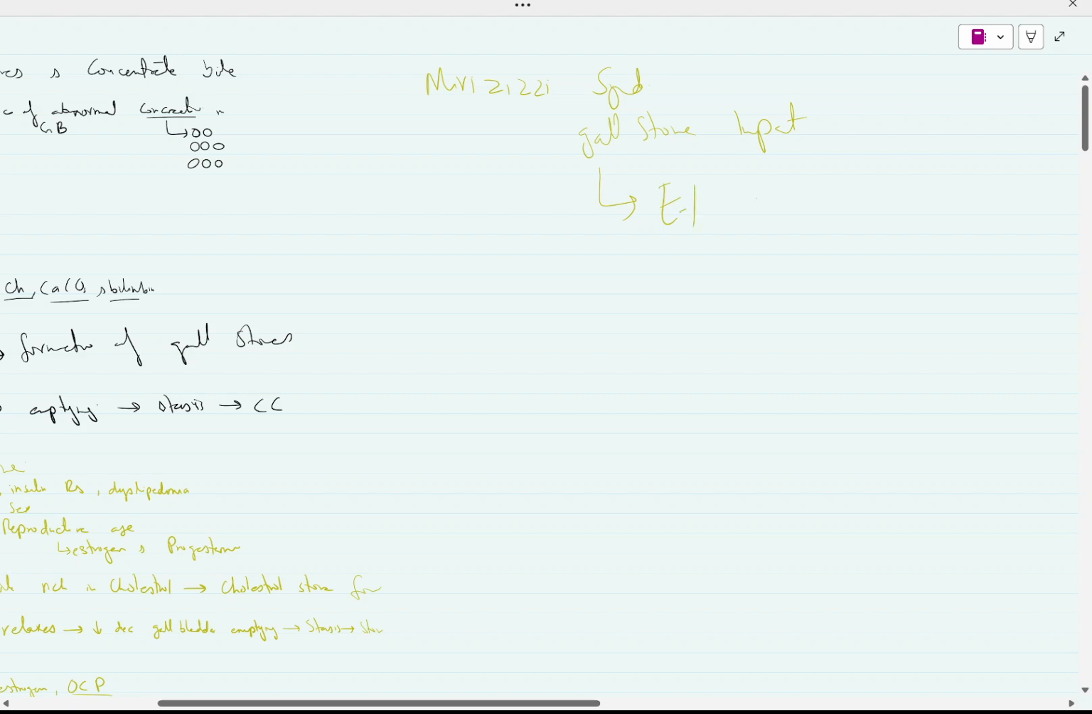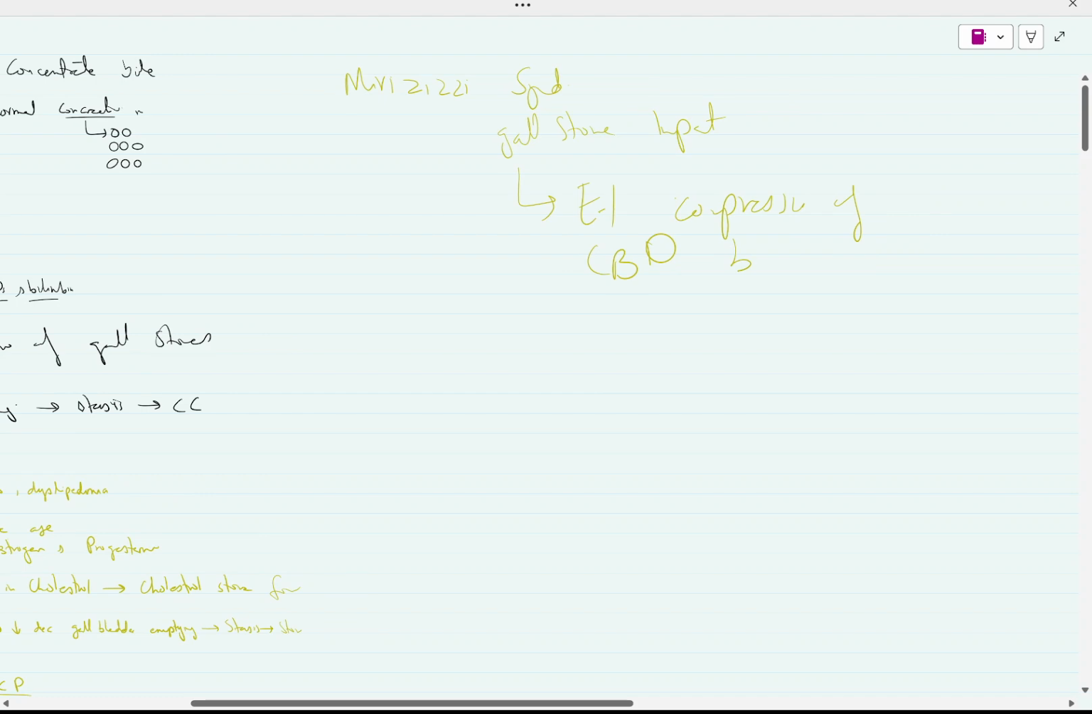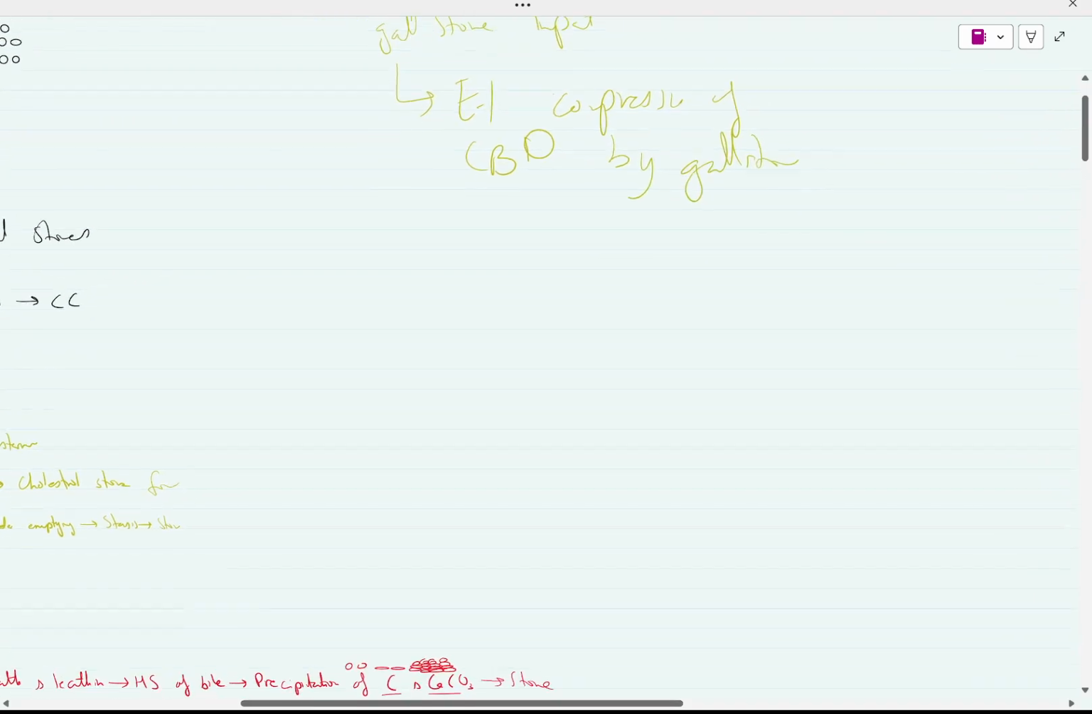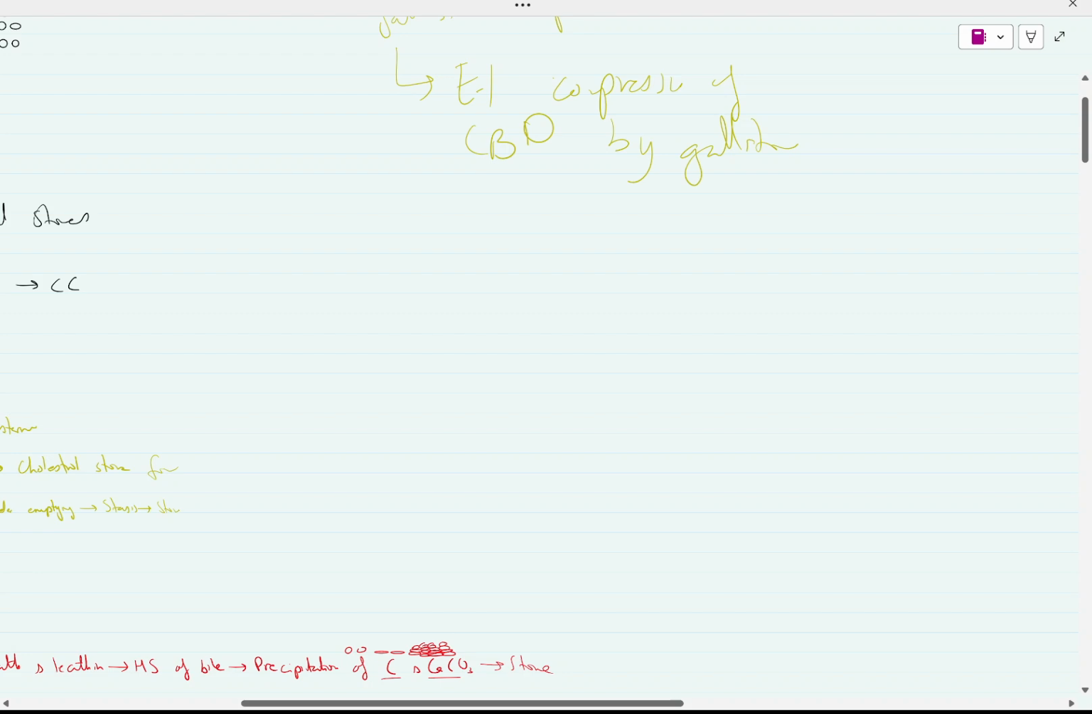Extrinsic compression of the CBD by gallstones impacted in the cystic duct or the infundibulum of the gallbladder. So what will the patient present to us? The patient's presenting complaint will be the same as choledocholithiasis, like a stone in the common bile duct.